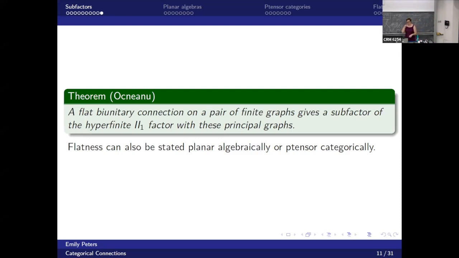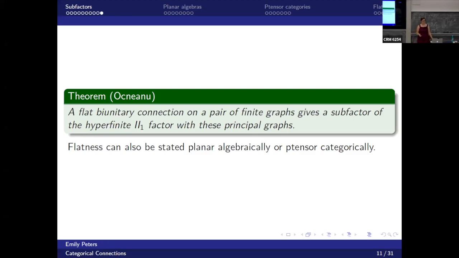Is there any injectivity theorem? How many different subfactors do you get? If you take a whole bunch of different graphs, do you all get the same subfactor? No, because the subfactor you get has the principal graph you started with. So change the graph, change the subfactor. Now, the interesting thing is that you can have a biunitary connection that's not flat, and from that you will get some subfactor, but you don't know what you get. So if we don't have flatness, we can still do this construction, but we don't know what we get as a result. But if we have flatness, we know that we end up with the principal graphs that we started with.